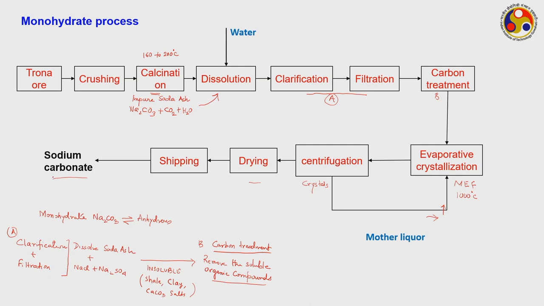So, if you can see, the process has many steps. The important steps are the calcination step and then dissolution in water and some soda ash mother liquid, to make the soluble fraction more. Do a clarification and filtration step, you remove the insoluble part. The soluble part removed is the soluble organic part, not the soda ash. Do an activated carbon treatment on the filtered liquid, then crystallization, then centrifugation, separate the crystals and you get the sodium carbonate. So this is the monohydrate process.